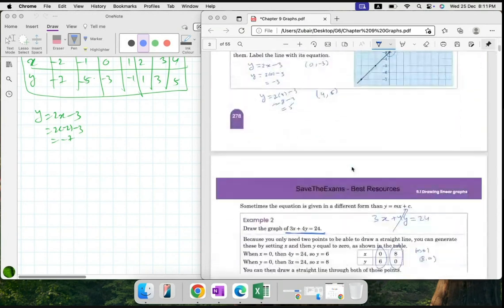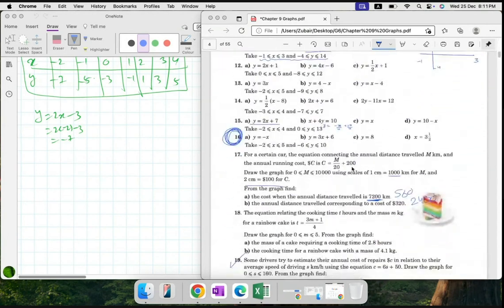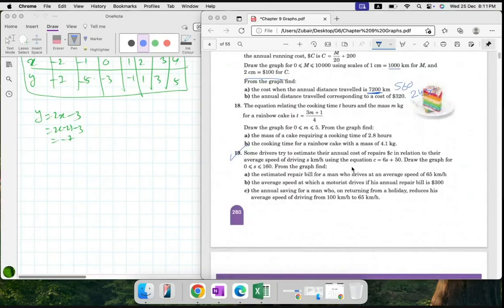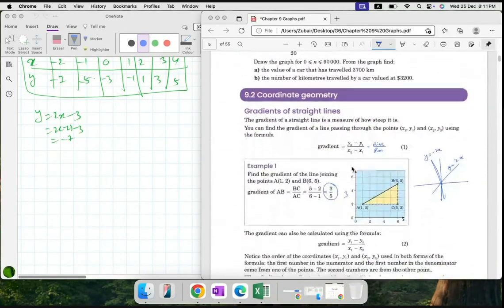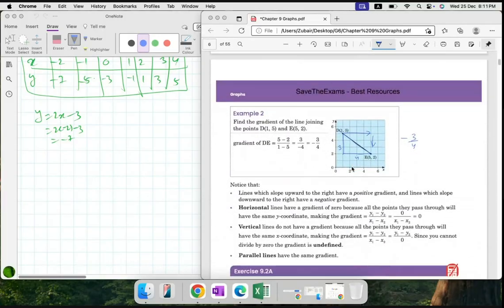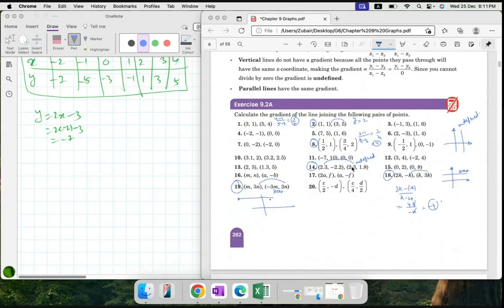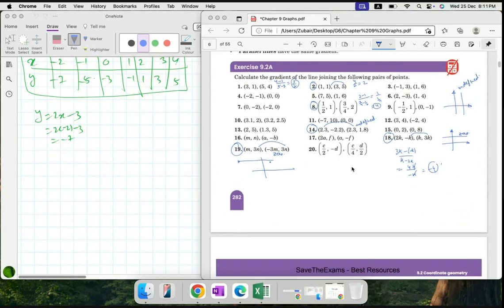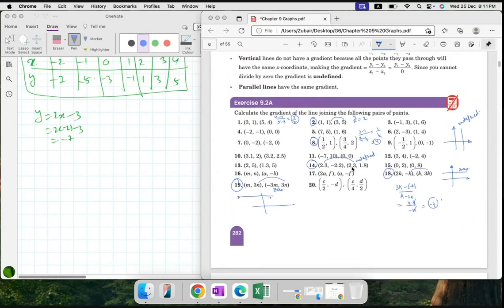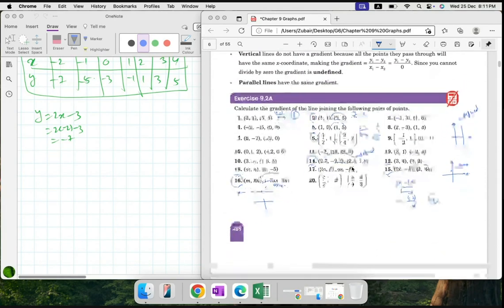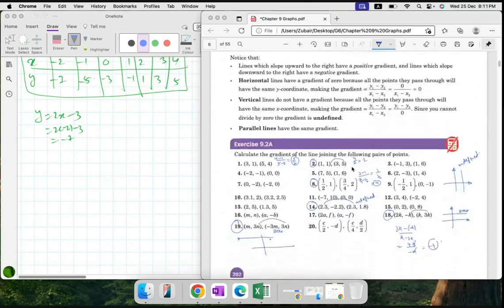So we started off with graphs. These were linear graphs, and we just substitute values of x. Sometimes they're given, sometimes not. And then we plot the points x and y and draw the straight line. Then there was another practice exercise, a new topic, that is coordinate geometry.